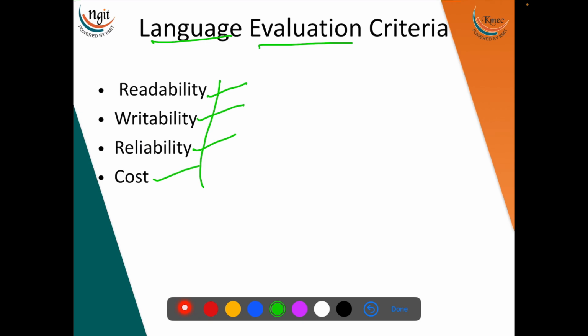I'm not saying that, and even the textbook will not say, that only these parameters are necessary to evaluate. No, these are the major parameters. If a language provides these four, then we say that it is good to use for some kind of application. That's it. But we should not say that only these parameters are required. No, these are necessary.